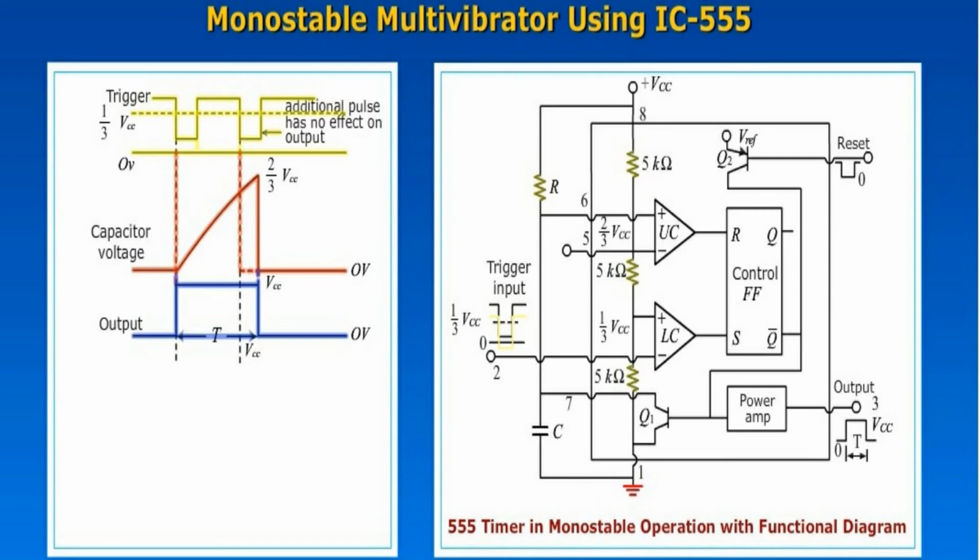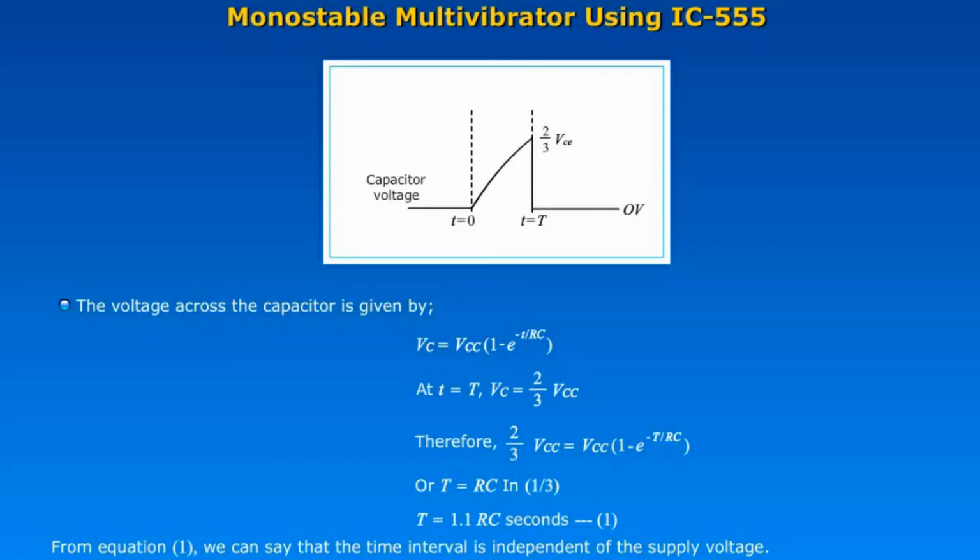The monostable multivibrator is used to generate the single pulse. The figure gives the voltage waveform of capacitor for monostable multivibrator using IC 555 timer.